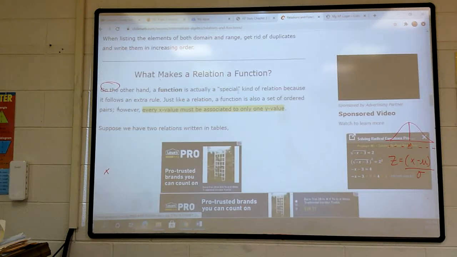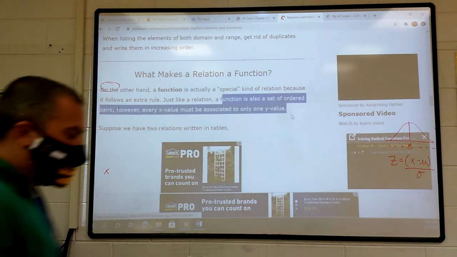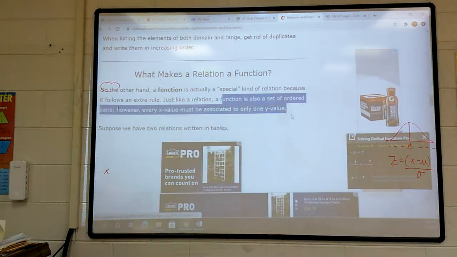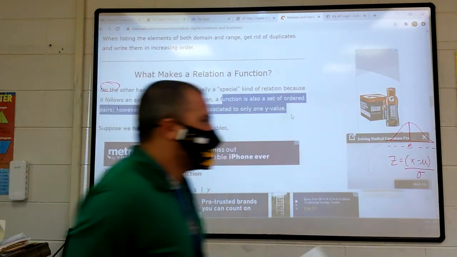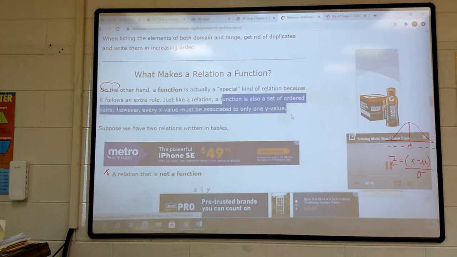Now, a function is a relation. On the other hand, a function is a special kind of relation. So this is the issue here. A function is also a set of ordered pairs. However, every x value must be associated to only one y value. So every x has to go to one y. That means, like, if I have x as the number 2, it cannot go to 1 for y and also go to 5 for y.